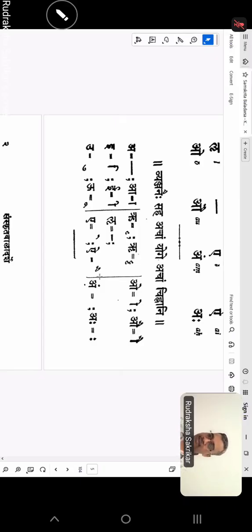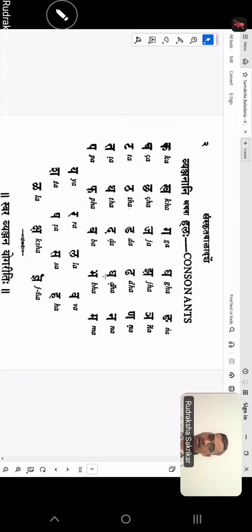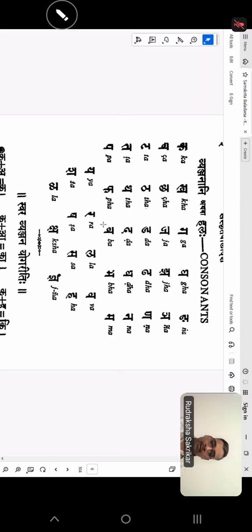Then we saw the signs that we use for writing purposes, but they don't have a separate articulation. It is the same as the vowels. And then the consonants are k, kh, g, gh, ng, ch, chh, j, jh, ny, t, th, d, dh, n, t, th, d, dh, n, p, ph, b, bh, m, y, r, l, v, sh, sh, s, h.